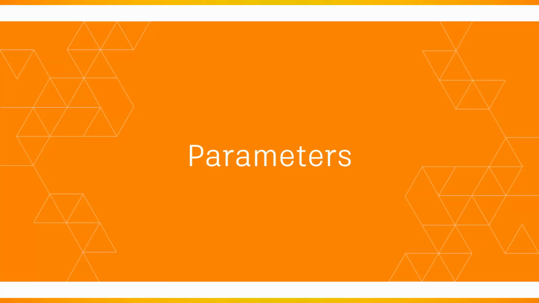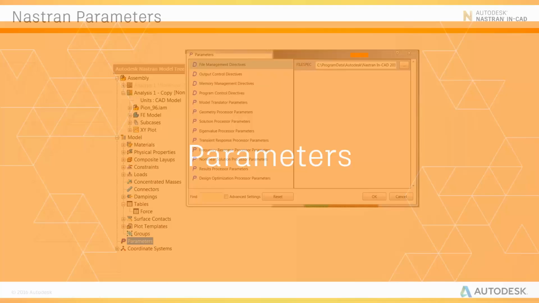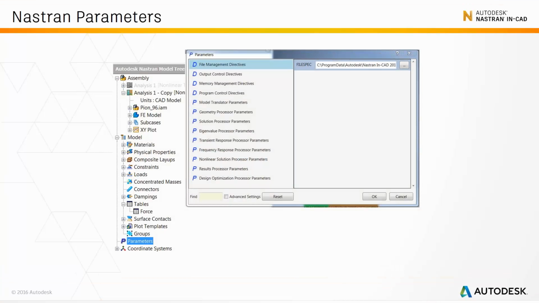Okay, so what about parameters? One area we really haven't talked about in the previous webinars is parameters inside of Nastran InCAD. We're going to go over them in a little bit more detail today. Parameters is located right down towards the bottom of the Autodesk Nastran model tree. By accessing this, we're given the ability to modify the way that the studies are created and then solved. And this can be study specific.